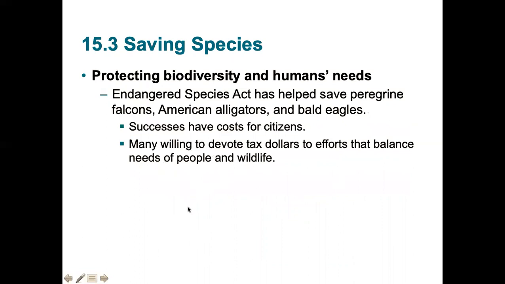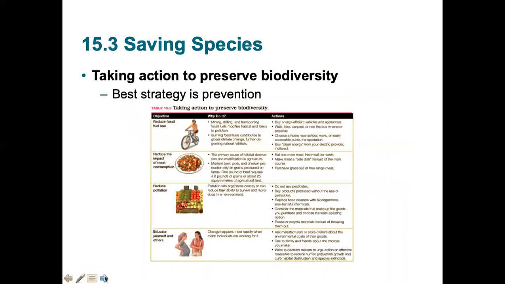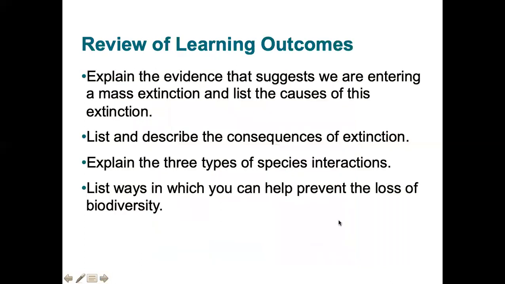Protected biodiversity and humans' needs. So the Endangered Species Act, you know, that's one particular success story. Taking actions to preserve biodiversity, prevention: reduce use of fossil fuels, reduce meat consumption, reduce pollution, and you know, educate yourself and others. I would say educate yourself on governmental policies, local, state, and federal. So hopefully you can answer these 4 learning outcomes now, and this is the end of chapter 15.